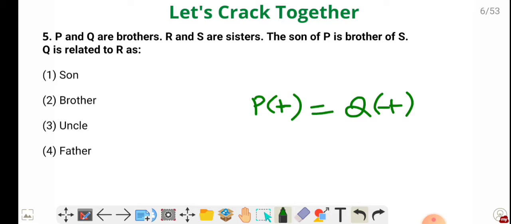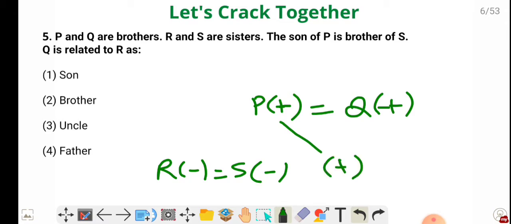Now R and S are sisters. The son of P is brother of S. Here, son of P, who is he? The son of P is brother of S, means brother of S. If P is the father of this brother of S, then S will be daughter of P.